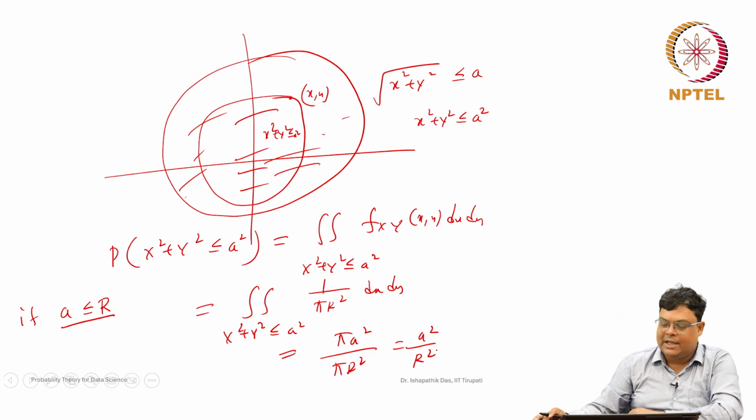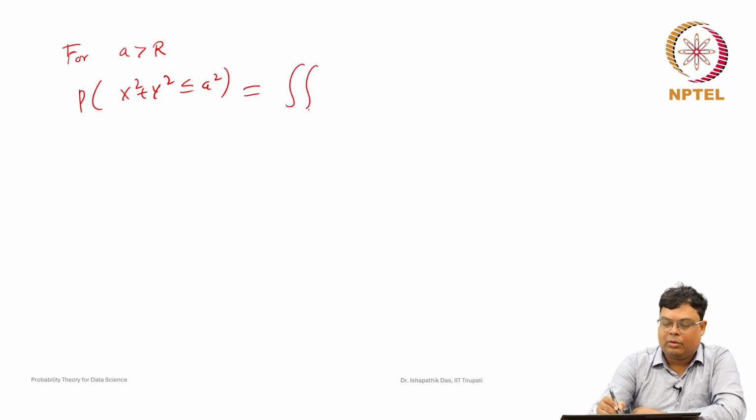Now, if a is less than or equal to r, then the probability is a square by r square. Now, if a is greater than r, the probability that x square plus y square is less than or equal to a square, by definition, is the integration of the joint density function over this region.